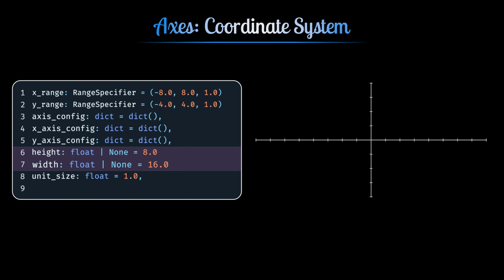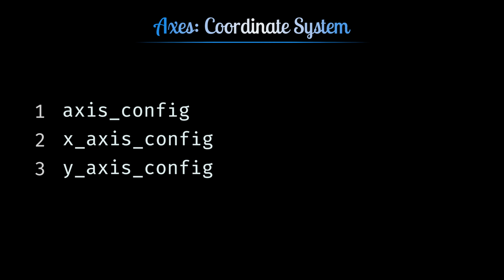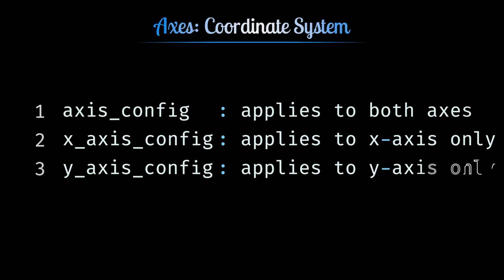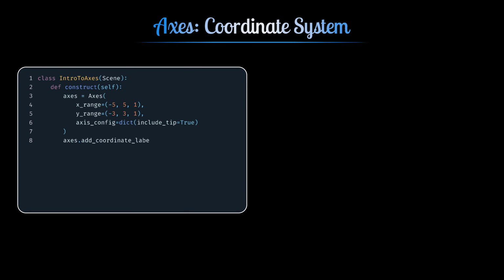To make some modifications in the axis, such as the tip, the text, we can do so by using these 3 parameters. If the modification is the same for both of the axes, axis_config is the parameter to go. In case the modification is specific to only one of the axes, the same modification needs to be passed only to that respective config. There is one more way to display the numbers on the axis, by calling the add_coordinate_labels method.